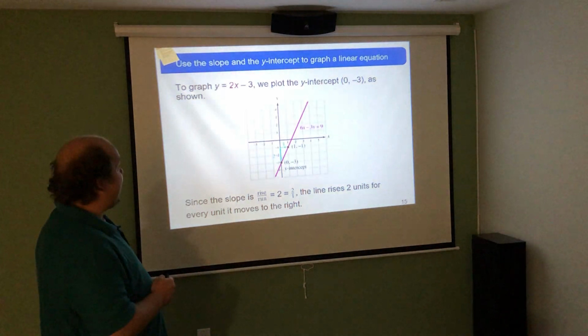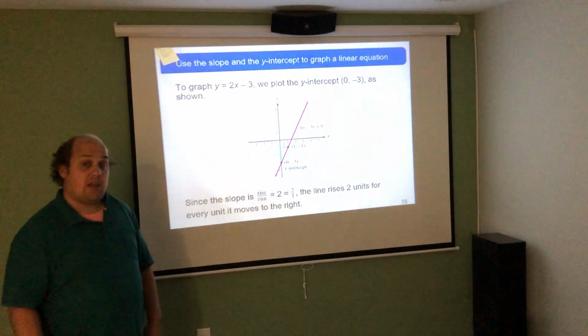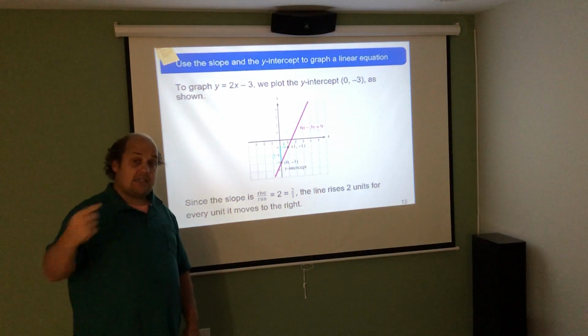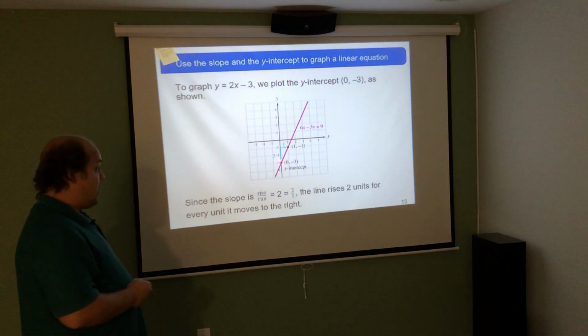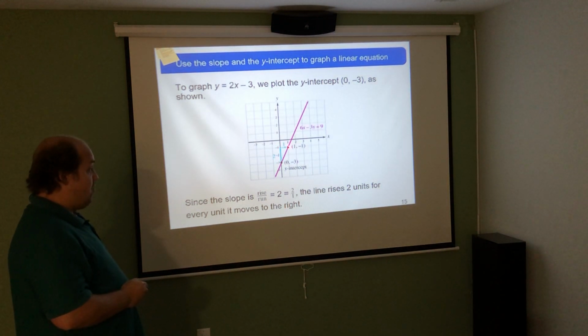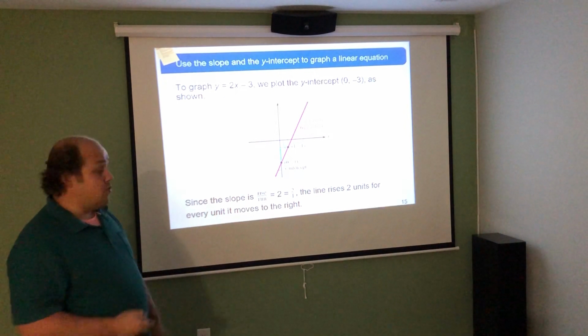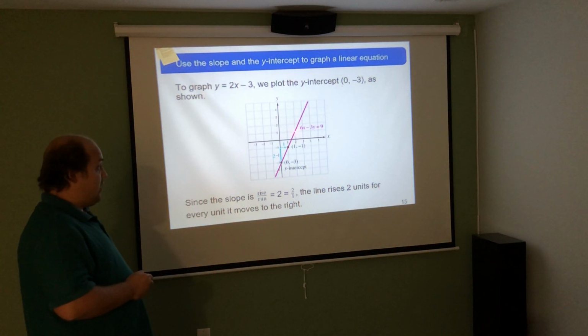So I look in front of my x to see what the slope is to tell me how to move. That 2 is really an understood 2 over 1, meaning I need to rise 2 as I go right 1. From this point (0, -3), I rise 2, and I go right 1. That gets me to the point (1, -1), which is another point on the line. If I wanted to do it again, I could rise 2, run 1. That would get me to the point (2, 1), also a point on the line.